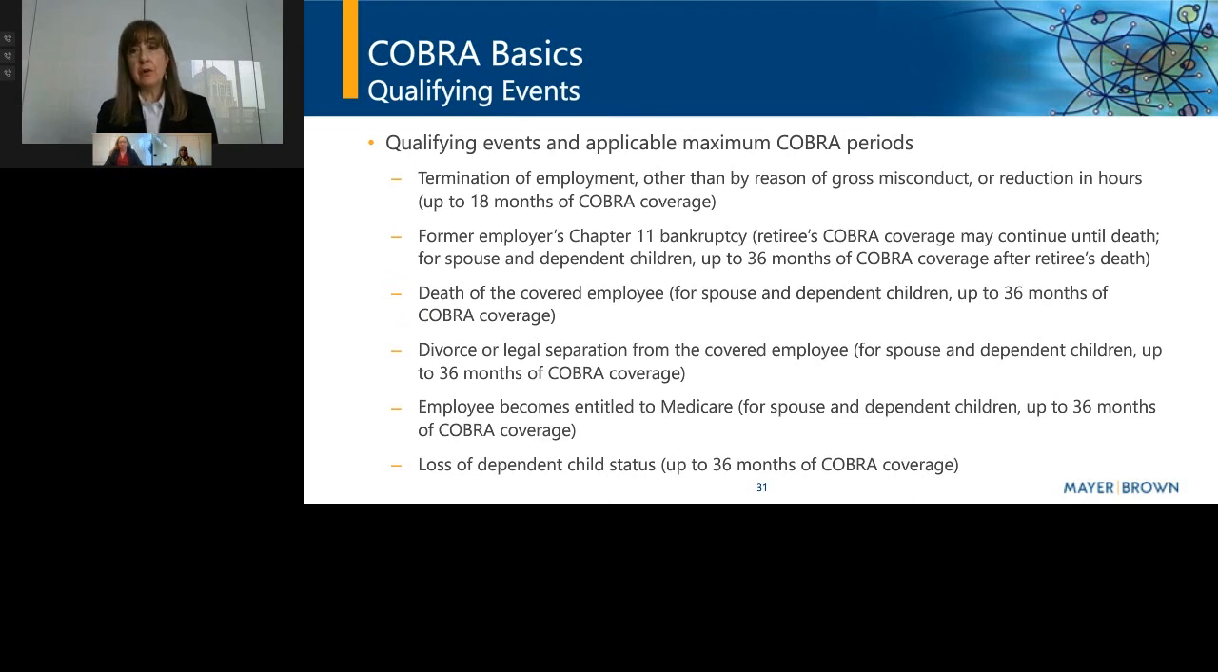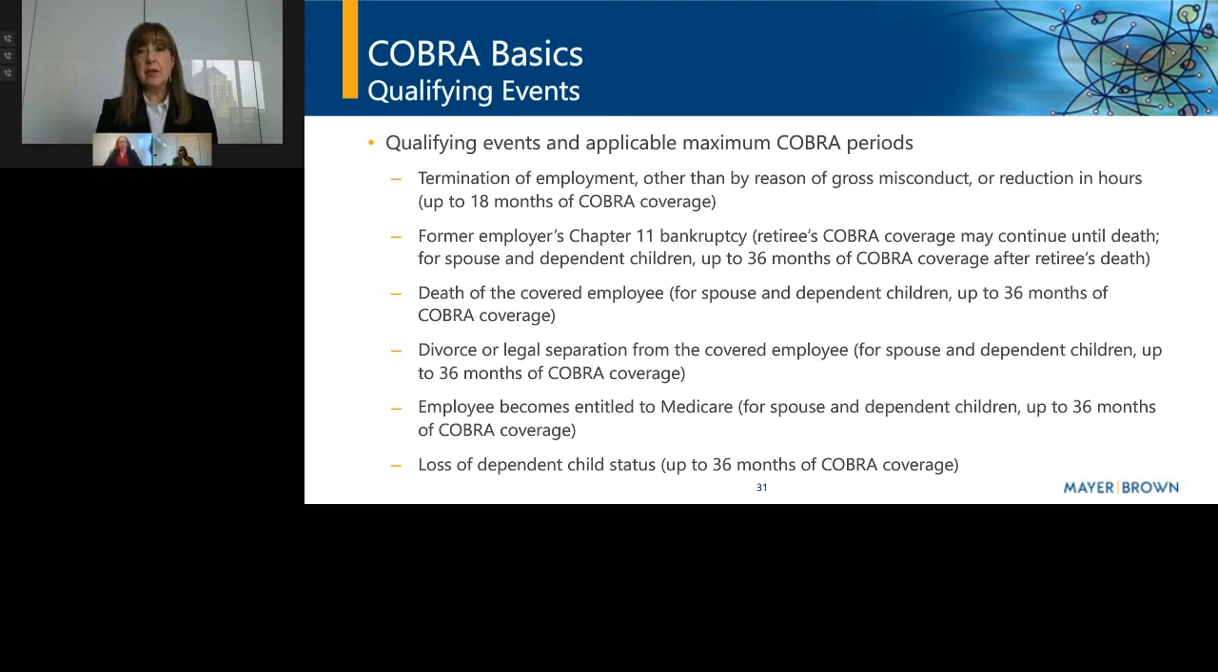I think most of you are aware of those. Termination of employment for reasons other than gross misconduct, reduction in hours, Medicare entitlement, the employer's bankruptcy with respect to special rules about retiree coverage that ends on account of a Chapter 11 bankruptcy proceeding of the employer, divorce, legal separation, loss of dependent child status, and in some instances, extension of an initial COBRA period by reason of a Social Security determination. And so the COBRA periods associated with these events are either 18 months, 29 months, or 36.